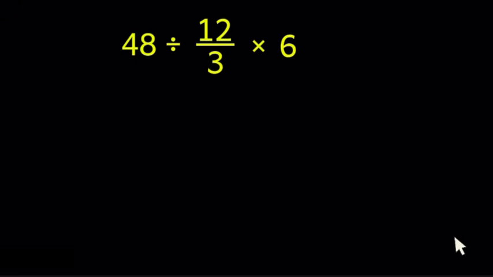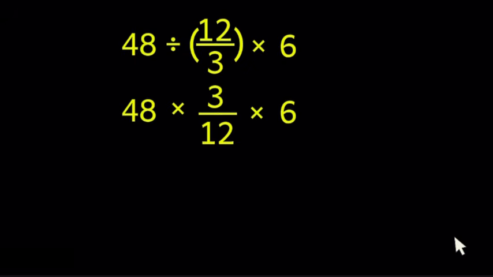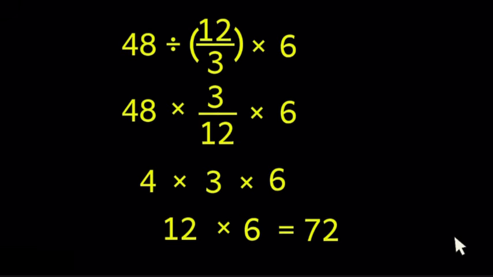48 divided by 12 over 3 times 6. First, treat 12 over 3 as one number. So we rewrite it as 48 divided by open bracket 12 over 3 close bracket times 6. Now convert division into multiplication. This becomes 48 multiplied by 3 over 12 times 6. Simplify. 48 divided by 12 gives us 4. So now we have 4 times 3 times 6. 4 times 3 gives 12, and 12 times 6 gives 72. So the correct answer is 72, not 16.